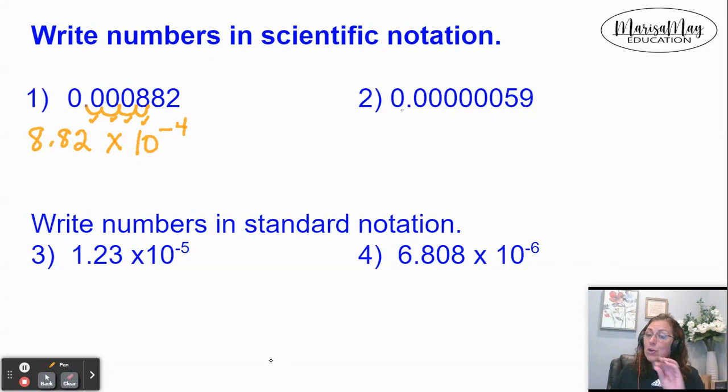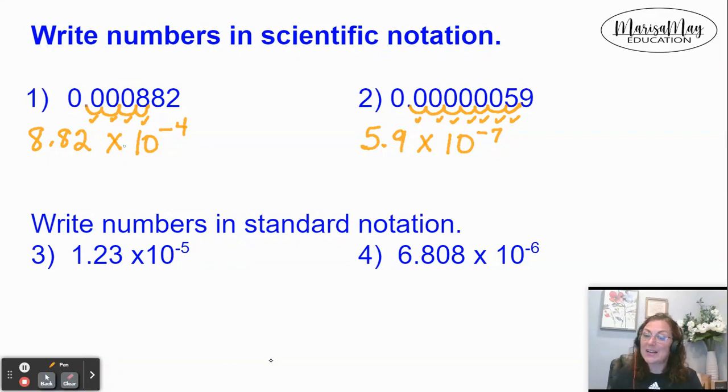Remember, make your number between 1 and 10 first by moving your decimal. 1, 2, 3, 4, 5, 6, 7. So I've got 5.9 times 10 to the, and then let's count our scoops. 1, 2, 3, 4, 5, 6, 7. So we'll use a -7 as our exponent.